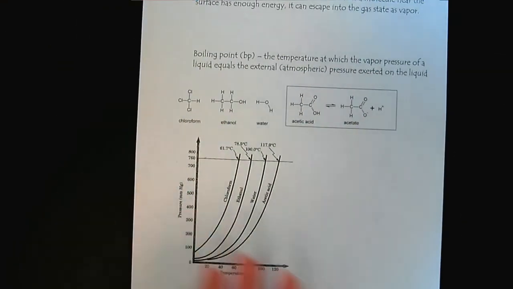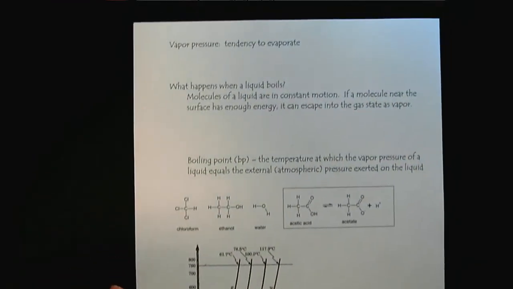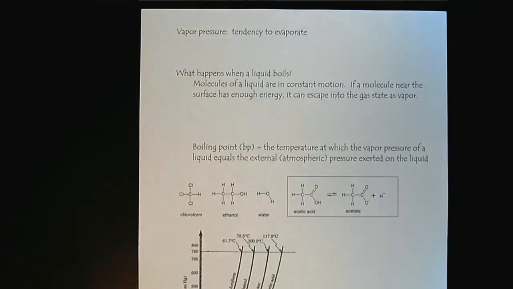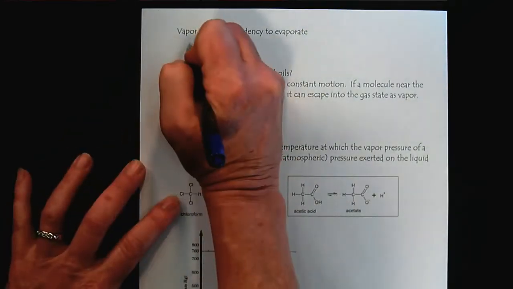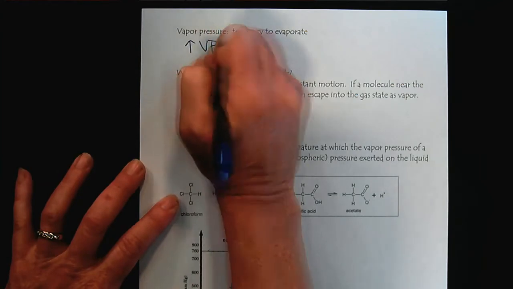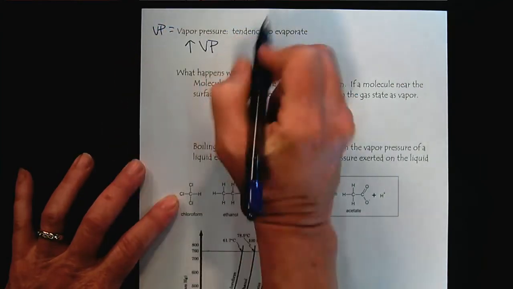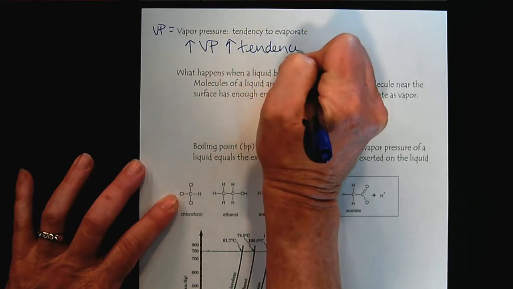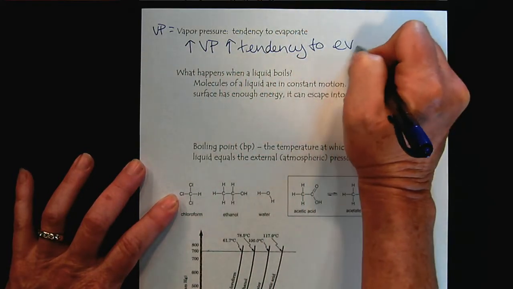So another way to think about vapor pressure is to just consider it as the tendency to evaporate. So as we increase the vapor pressure, we have an increased tendency to evaporate.